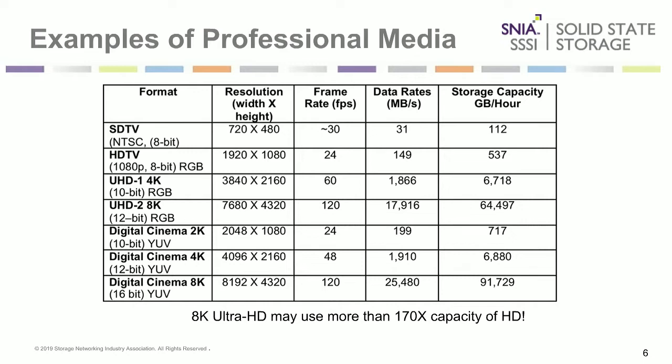So these are some raw rates with certain assumptions. Actual use in practice may differ from this depending upon compression, etc. But the general trend here, for instance, is 8K or Ultra HD content may use more than 170 times the capacity of high definition, in terms of capacity per hour, and therefore the raw bandwidth. So storage files are getting bigger, and they're more demanding in terms of performance.